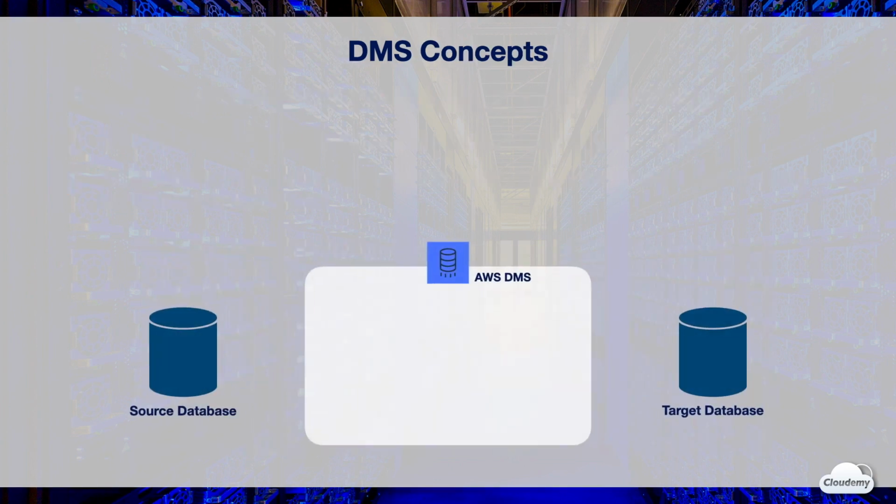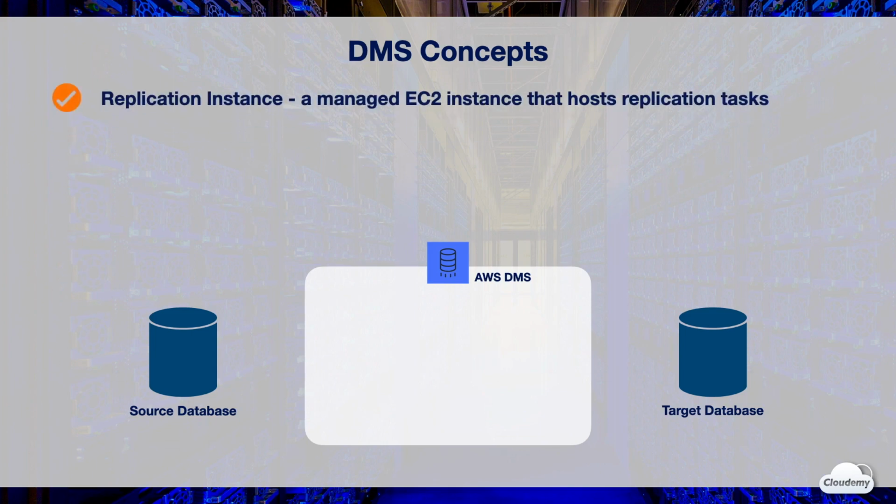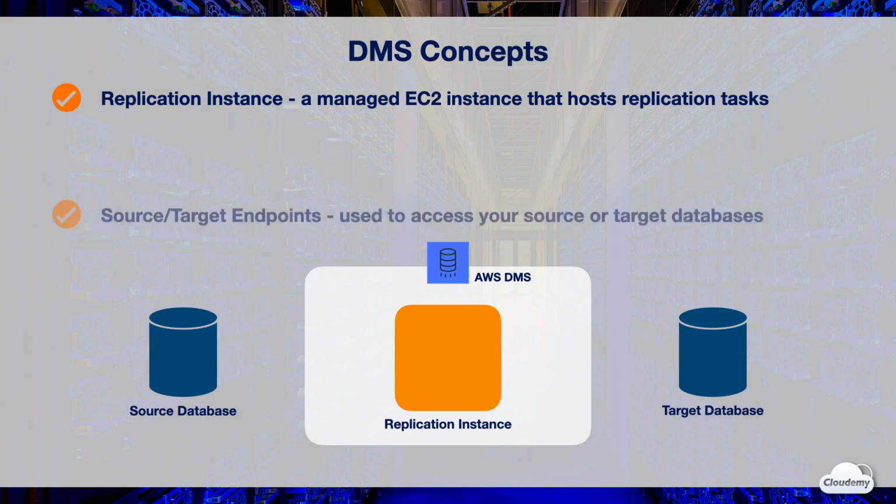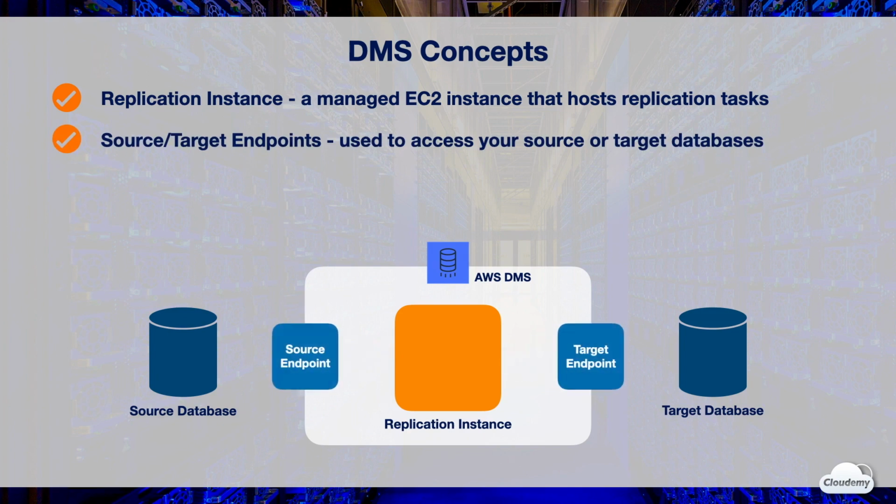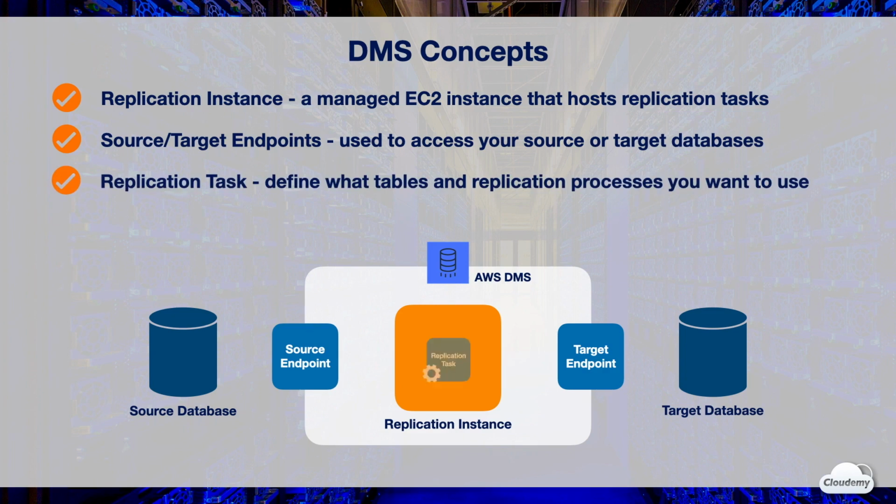At a high level, DMS is a server that runs replication software in AWS. DMS consists of three components: the replication instance, source and target endpoints, and the replication task. A replication instance is simply a managed EC2 instance that hosts multiple replication tasks. DMS uses source and target endpoints to access your source or target databases. You need to create source and target endpoints, to tell DMS where to extract data from and load data to. A replication task defines what tables and replication processes you want to use. You can schedule a replication task that runs on this server, to move a set of data from the source endpoint to the target endpoint.